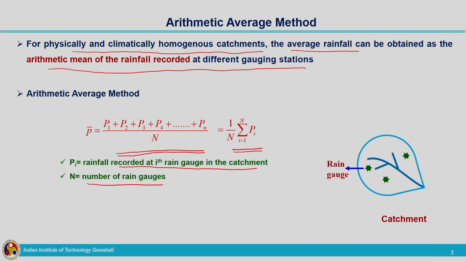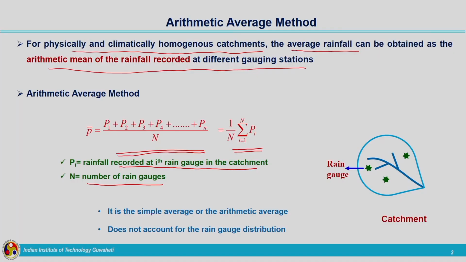This is a simple averaging method. We have n number of rain gauges, we have the data from these rain gauges, and we are just averaging out the data from all these rain gauges to get the average rainfall for this particular catchment. It is a very simple method, simple average or arithmetic average.